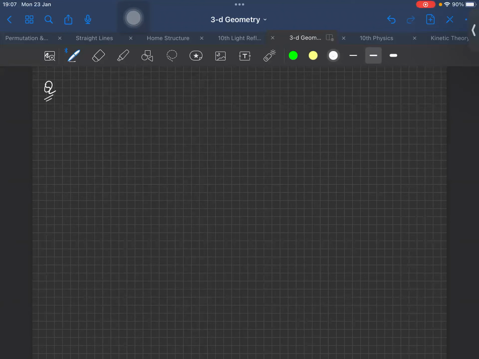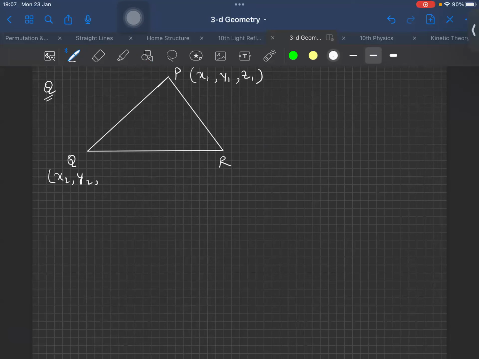Find the coordinate of the centroid of a triangle whose vertices are given. So we are given a triangle PQR, and let's say its vertices have coordinates x1, y1, z1, x2, y2, z2, x3, y3, z3. So we have to find the coordinate of its centroid.